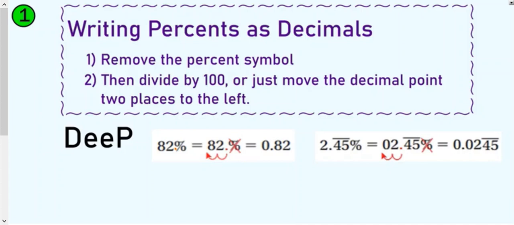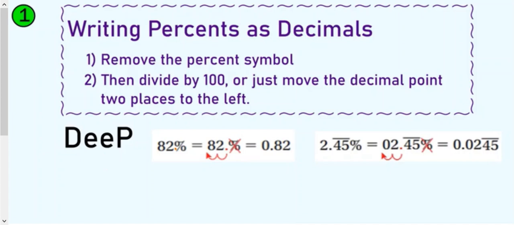And you'll notice I have a little acronym here that is DEEP, and this acronym helps us by telling us what we need to do when we're going from a decimal to a percent, or from a percent to a decimal. It's really telling us the direction that we need to move the decimal place. So if we're going from a decimal to a percent, we move our decimal place 2 places to the right. And if we're going from a percent to a decimal, we move 2 places to the left.